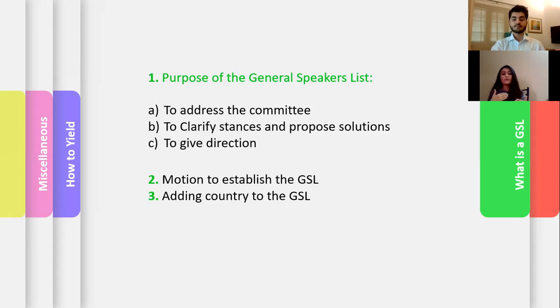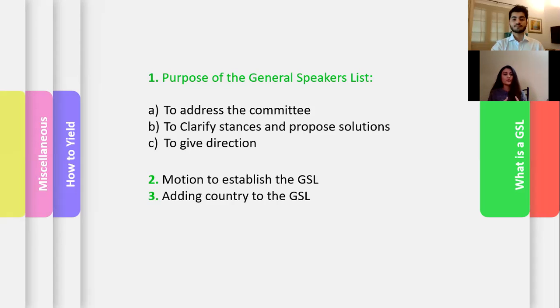If my motion gets voted upon, it gets passed, then I would automatically be the very first speaker on the general speakers list, right? After that, the last point, how to add other countries to the GSL. So since I'm the delegate of Pakistan, I'll automatically be there on the GSL. However, other countries who are present in the committee can do so in two ways, right?